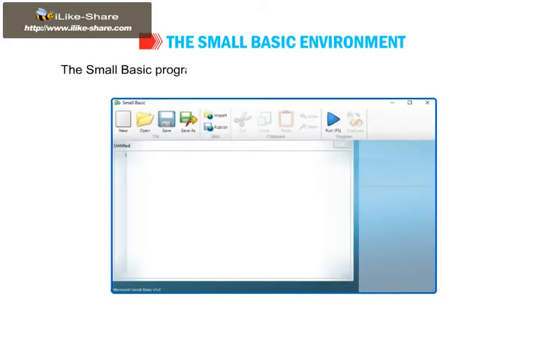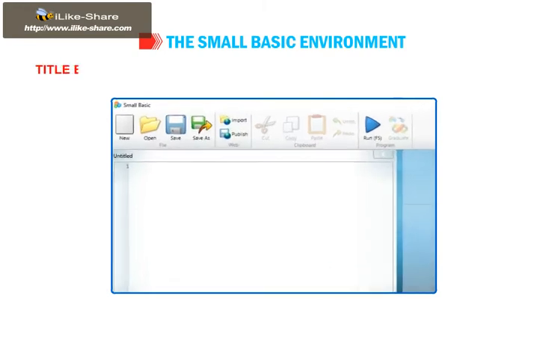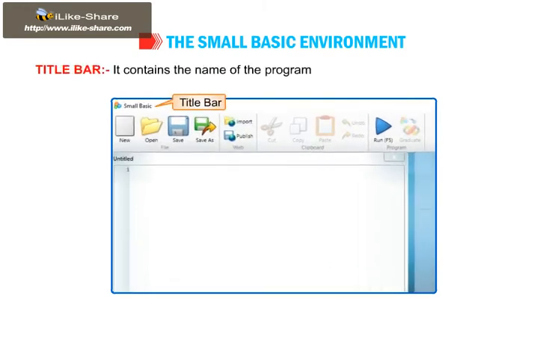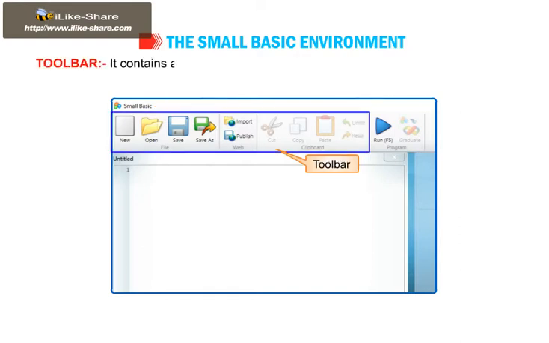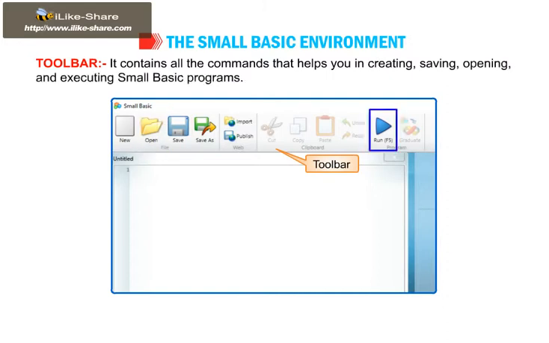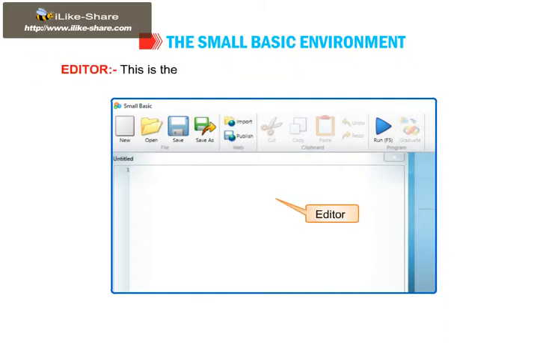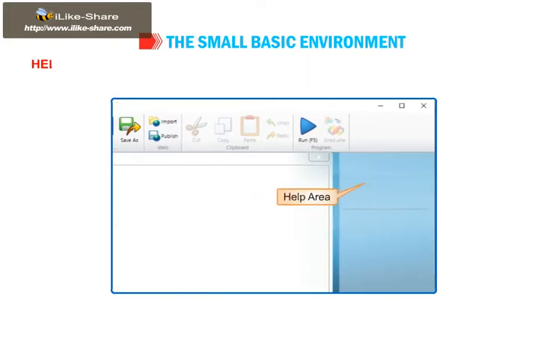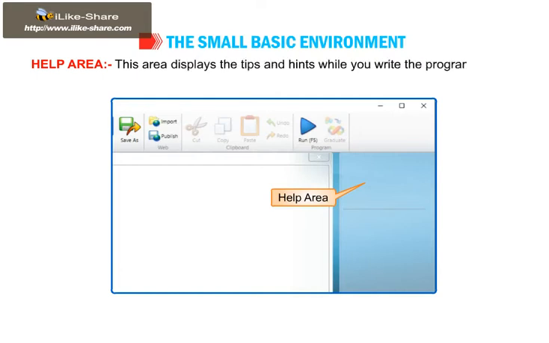The Small Basic programming window consists of the following components. Title bar. It contains the name of the program on which you are currently working. Toolbar. It contains all the commands that help you in creating, saving, opening and executing Small Basic programs. Editor. This is the area where you write the program code of Small Basic. Help area. This area displays the tips and hints while you write the program code in the editor window.